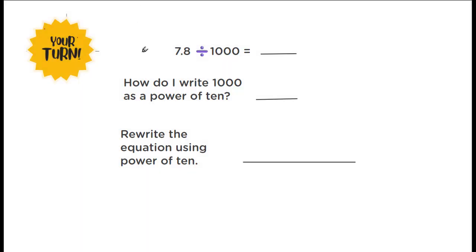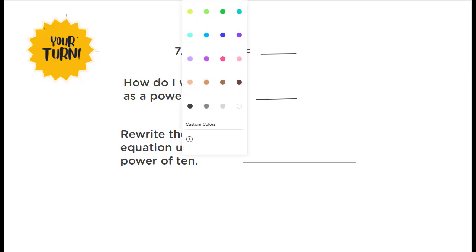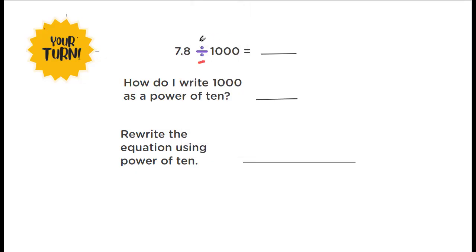Last one. 7 8/10 divided by 1,000. Let's change the color of our pencil because it's fun. All right, so we're dividing, and that means the number gets smaller. And I can look at that decimal. If I move it to the left, it's going to get smaller. So let's go. 1, 2. Put it in. And 3. So we have to add 2 zeros to be able to move that. So it's decimal point, 0, 0.